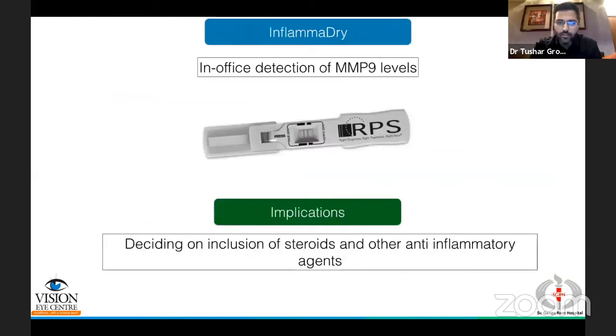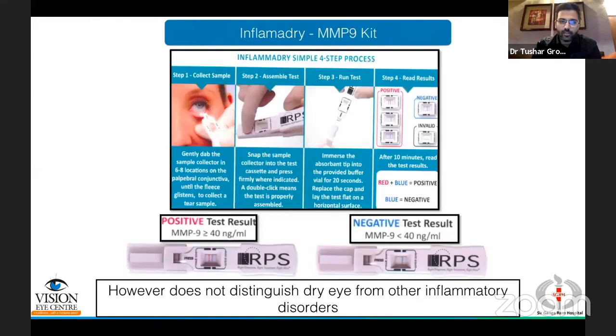InflammaDry is another important kit which is available now. What this does is it detects MMP-9 levels in tears. So this is basically telling you if there is inflammation in the eye. Based on this, you can decide if you would like to include steroids or other anti-inflammatory agents in your treatment regimen. The drawback for this is that this is going to tell you that there is inflammation in the eye, but it will not tell you if the inflammation is because of dry eye or because of something else. It could even be VKC or maybe even an infective conjunctivitis. So that is something that you have to see and clinically decide.